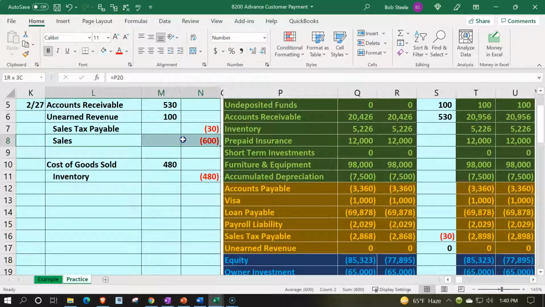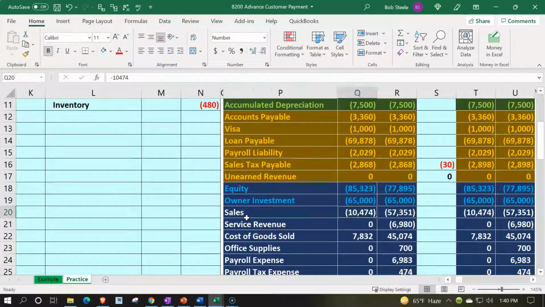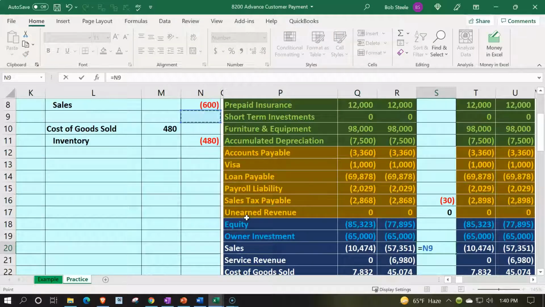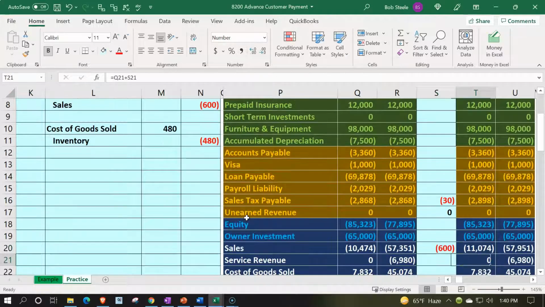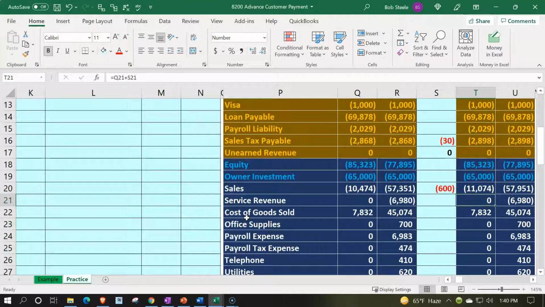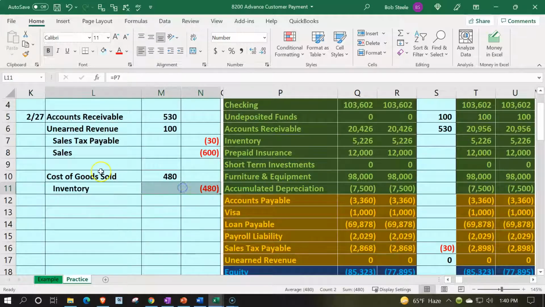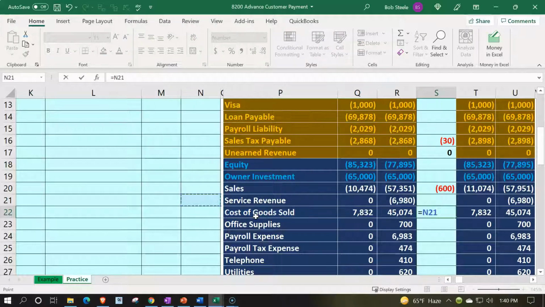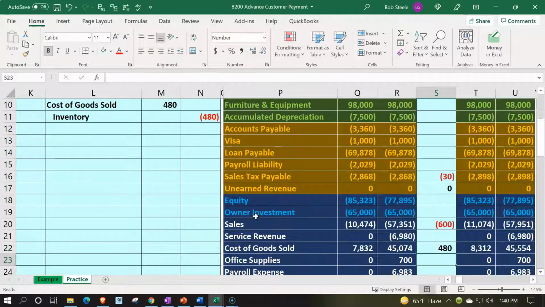The sales then down below is going to be in cell S20 equals, scrolling up, picking up this sales number of the 600, bringing it up for the February number to the 1174 and the year-to-date number to the 57,951, and then finally cost of goods sold, not quite finally. Cost of goods sold is in S22 equals, scrolling up to the cost of the goods that are sold, bringing the February number up to 8312, year-to-date 45554.